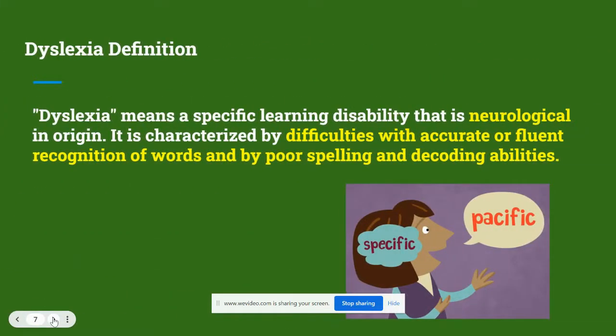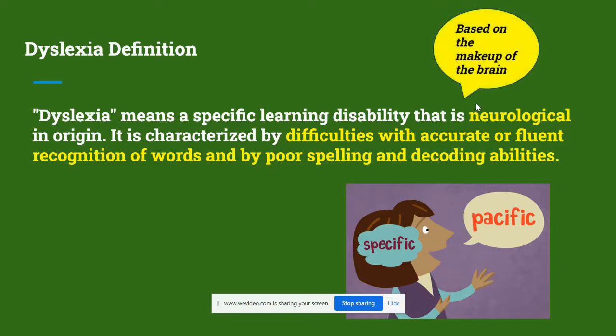So if we're looking at the very first sentence within this definition, it says, dyslexia means a specific learning disability that is neurological in origin. So if we're thinking about that word neurological, it is the makeup of the brain. It is not a result of a student getting a head injury. It's not a degenerative disease. It's not a vision problem or a hearing problem. It is the makeup of the brain. It is how the brain is established when that individual is born.